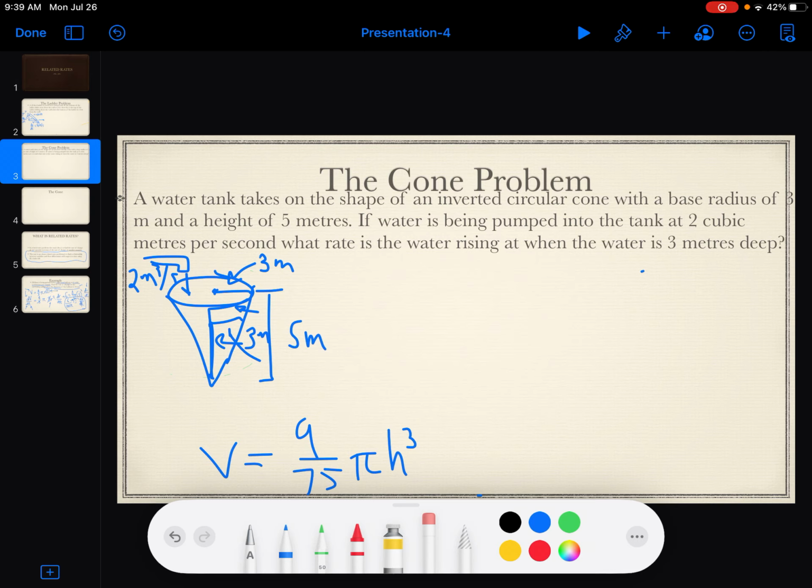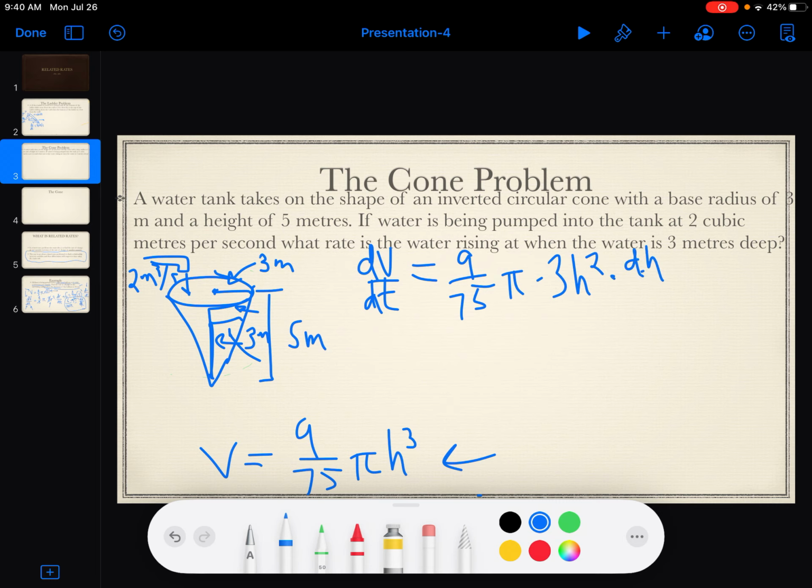and we are going to take the derivative with respect to time of this equation. So what do we have? Well, we have dV by dt, which is given to us in the question, as 2 cubic meters per second. And let's take the derivative. Well, we got 9 over 75 pi times, using the power rule, h squared times dh by dt. There we go.